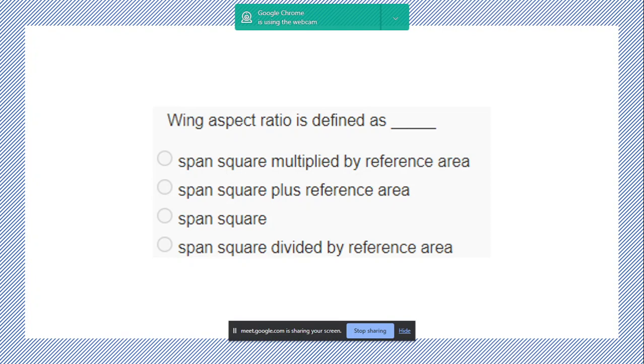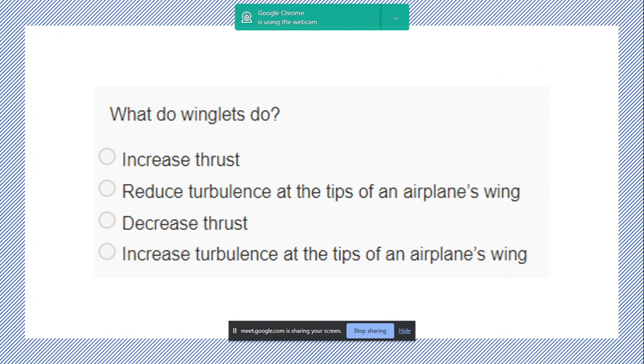Okay. Now, wing aspect ratio is defined as AR is, span squared multiplied by, yes, b squared by S. So I had made a mistake in the first session. b is the span and S is the area, the reference area. Okay. What do winglets do? What are winglets or wingtips?